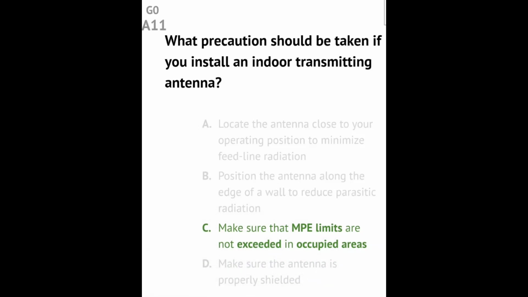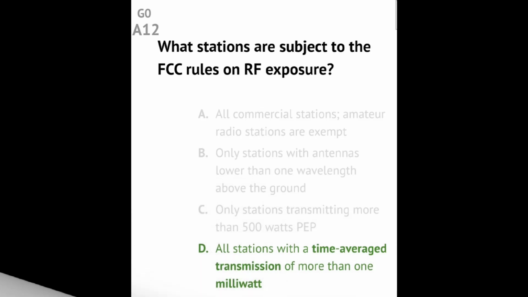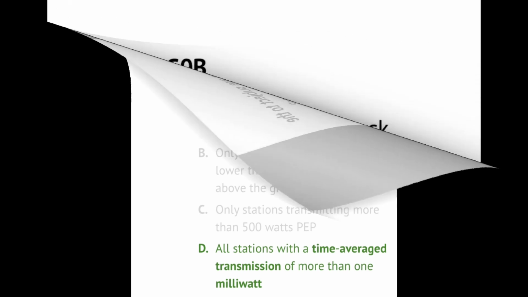Question G0A11. What precautions should be taken if you install an indoor transmitting antenna? Answer: make sure that MPE limits are not exceeded in occupied areas. Question G0A12. What stations are subject to the FCC rules on RF exposure? Answer: all stations with a time average transmission of more than 1 milliwatt.